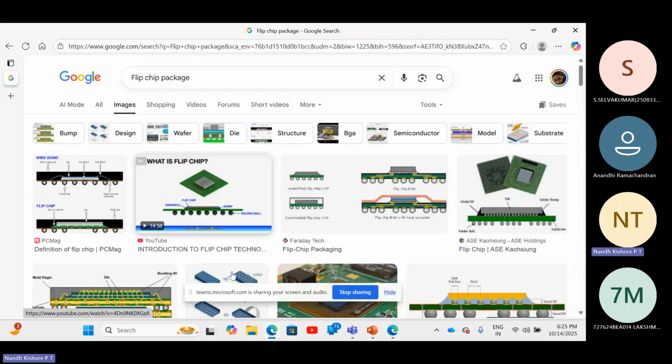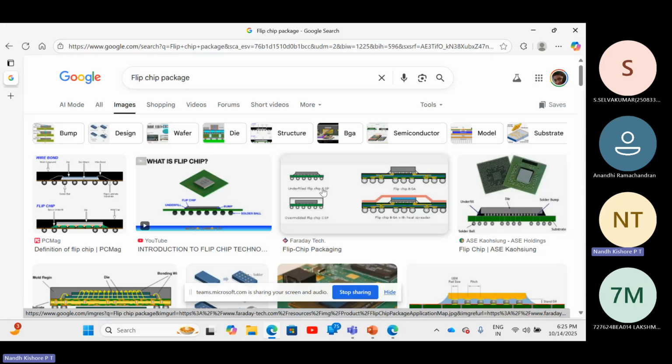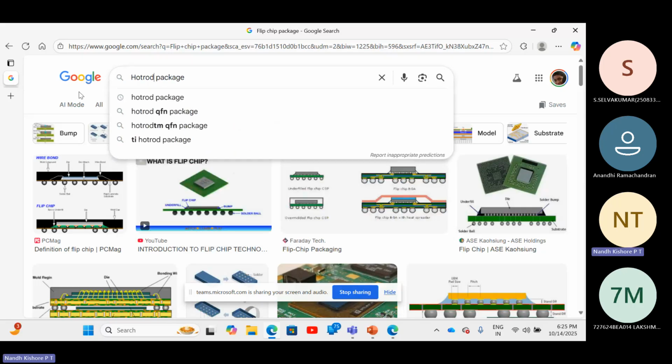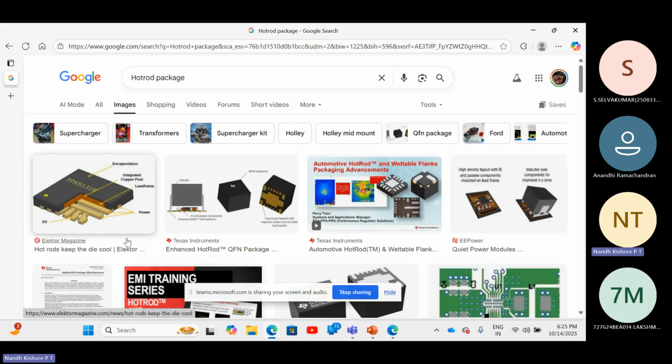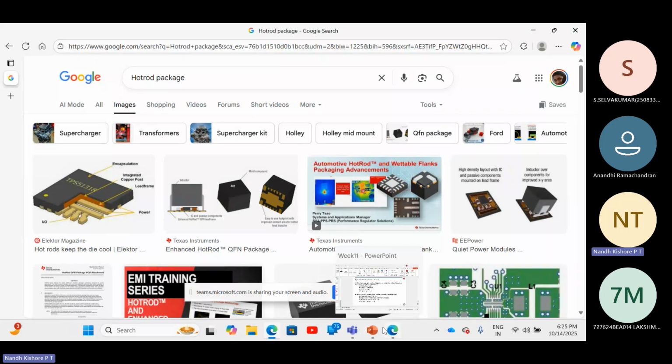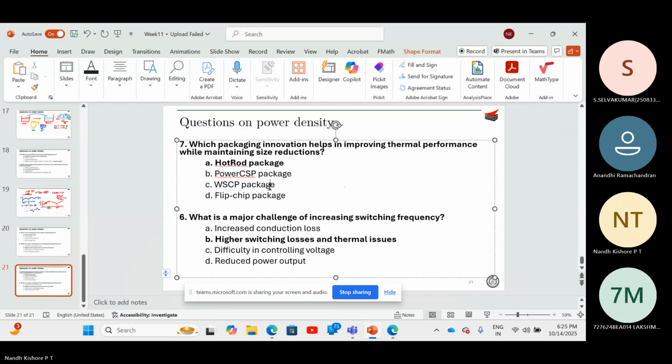But anyway, for the question regarding thermal dissipation, which package is most suitable? The answer is the hot rod package. So the answer is this. Which packaging innovation helps in improving thermal performance? It is the hot rod package. So we will move on to the next question, right?